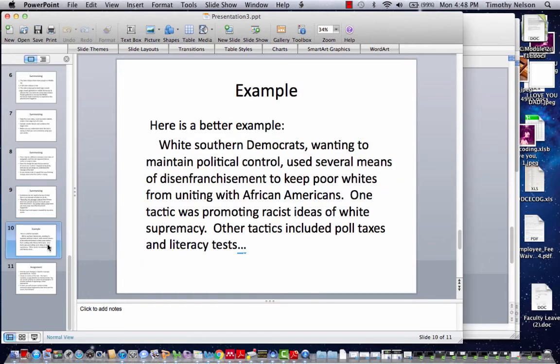Here's a better example. White Southern Democrats, wanting to maintain political control, used several means of disenfranchisement to keep poor whites from uniting with African Americans. One tactic was promoting racist ideas of white supremacy. Other tactics included poll taxes and literacy tests, and you could go on from there. You see how that neatly, precisely says what the entire passage was about?